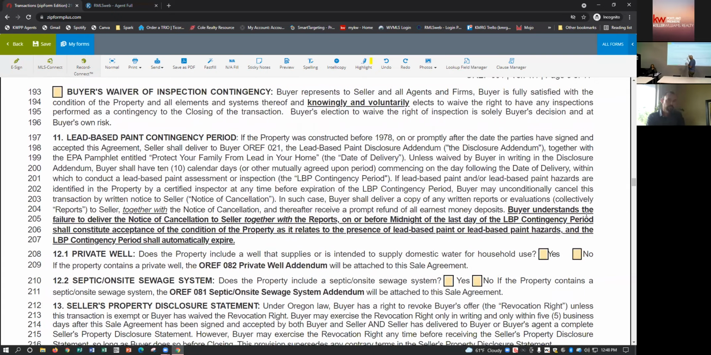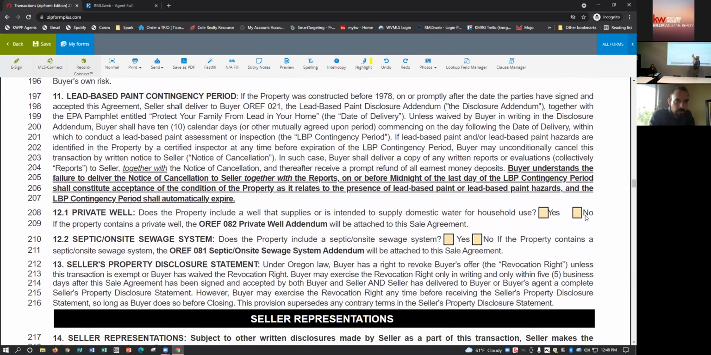Lead-based paint, well, it's not used very often. We won't get into this too much, but there's a separate lead-based paint addendum. You must use it if the property was built before 1978. It's required by federal law. It's enforced by the EPA, which are the feds. They have the same power as the FBI. Don't mess with the feds.